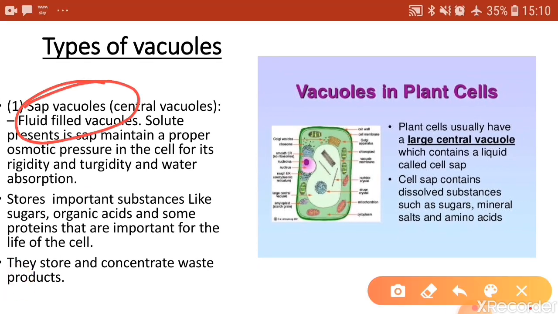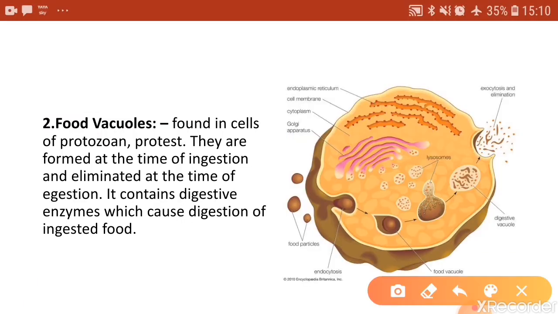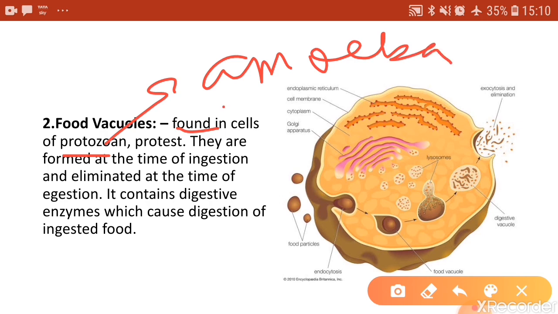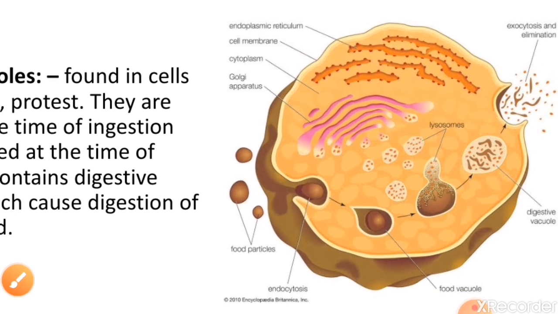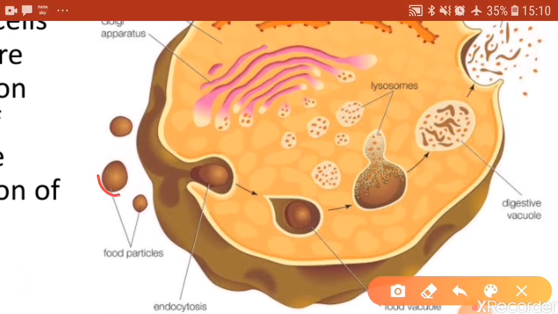Now let us know about the next type of vacuole, which is the food vacuole. Not in detail you require. Food vacuoles are found in protozoans like amoeba. I have already discussed amoeba in previous videos also. So in amoeba, once the food is ingested, have a look at this diagram of amoeba. Once the food particle is taken in, can you recall by which process the food particle is taken in?